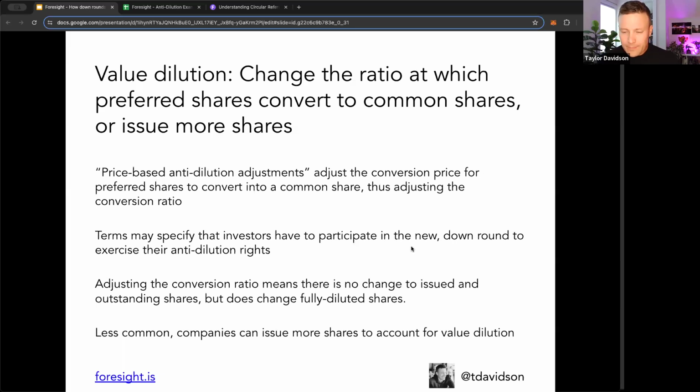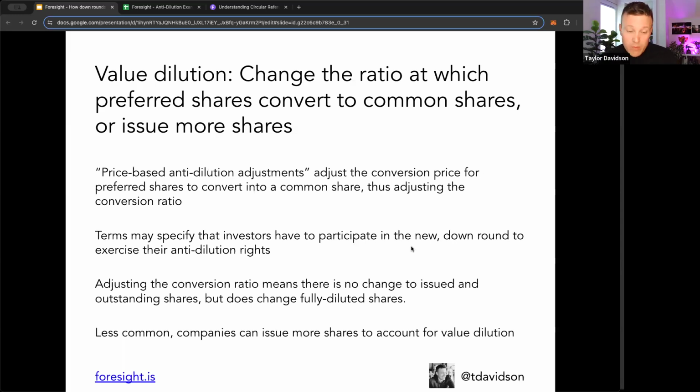Now, for value dilution, most typically what you do is you adjust the conversion ratio of preferred to common. And we'll talk about what that means in a second. And sometimes you'll see structures where they actually just issue new shares to investors. And oftentimes this is called price-based anti-dilution adjustments. What this means is it adjusts the conversion price for preferred shares to convert into a common share. When you own preferred shares, one of the fundamental underlying rights behind them is that in the event of an exit, you can choose to keep your preferred shares and take whatever the proceeds are to those preferred shares based on whatever those terms are, or convert those preferred shares to common shares and share along with all the common shareholders, taking what you get as a common shareholder.